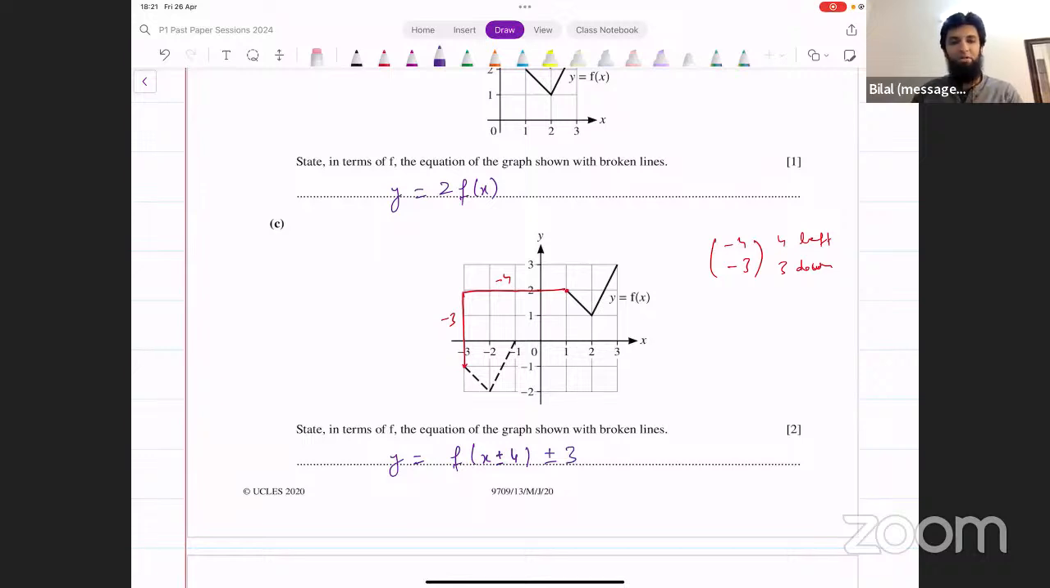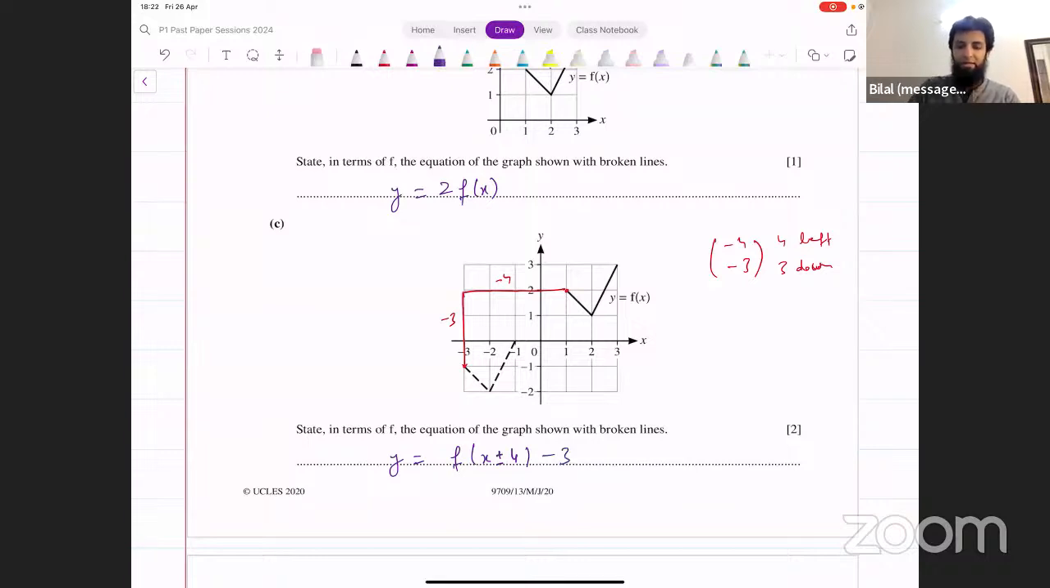Now, which one of these are we going to have? In vertical transformation, if you're going downwards, that means you're subtracting 3. That's -3. Downward means minus, upwards means plus in the function. So outside, it would be -3.